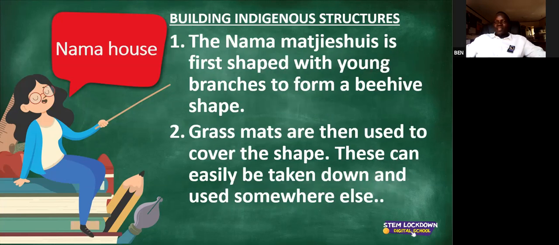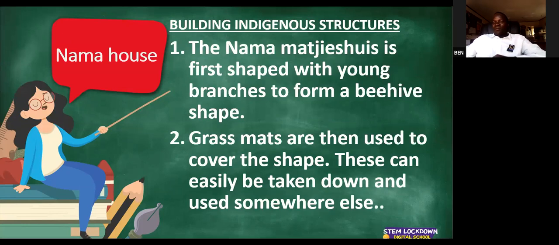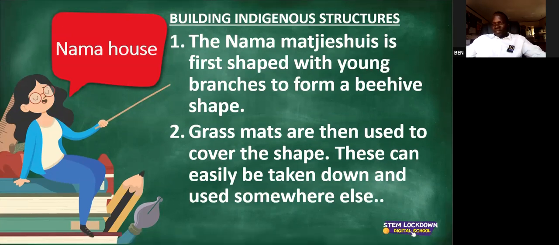On the next slide, you see the Nama people. These people were building a very simple house. Very simple, because you can see the young tree branch is very light. It's not heavy. Then they were forming a shape like a beehive. They formed a beehive shape.